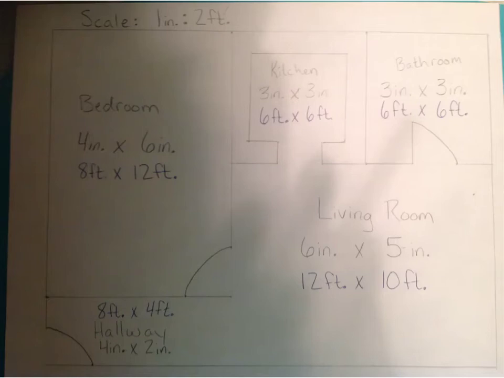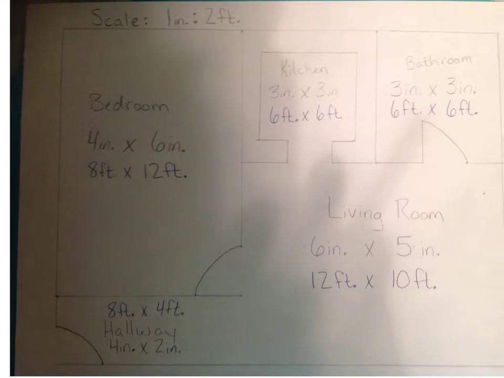Okay, so what we have here is an actual scale drawing of a floor plan or a floor layout of a dream house, like the project that we are doing. If you look at each one of the rooms, you have a different label, which is what you need for this project. So if you look here, we have the bedroom labeled, the kitchen labeled, the bathroom labeled, the living room labeled, and the hallway down here.